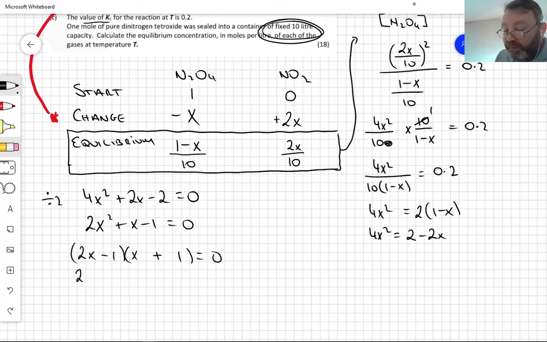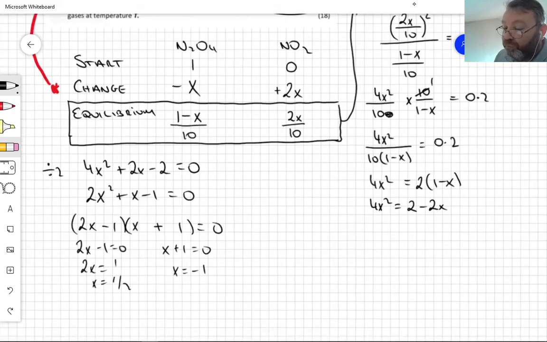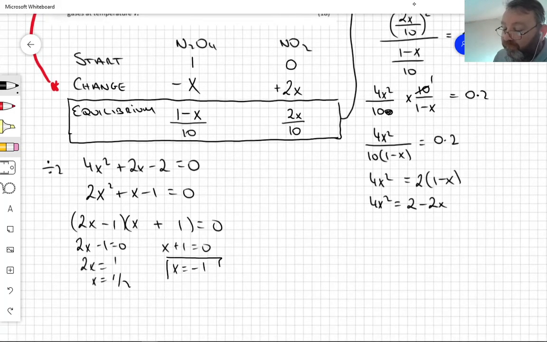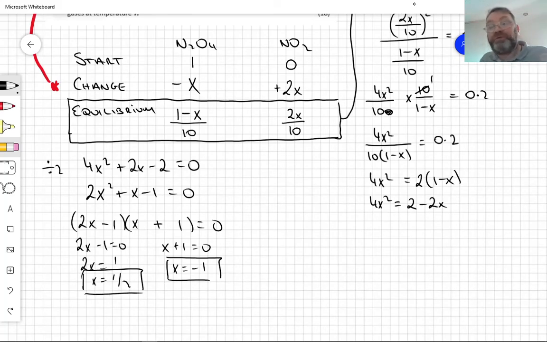That gives me 2x minus 1 equals 0, or x plus 1 equals 0, which gives me 2x equals 1, or x equals half. And here you end up getting x equals minus 1. So we've got two possible answers. We've got x is minus 1, or x is equal to a half. So which one is it? It can't be both.